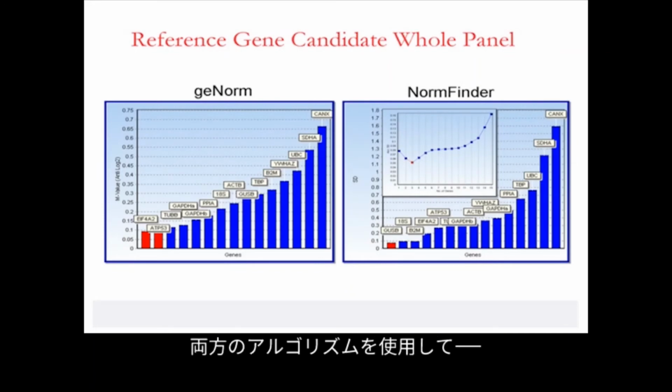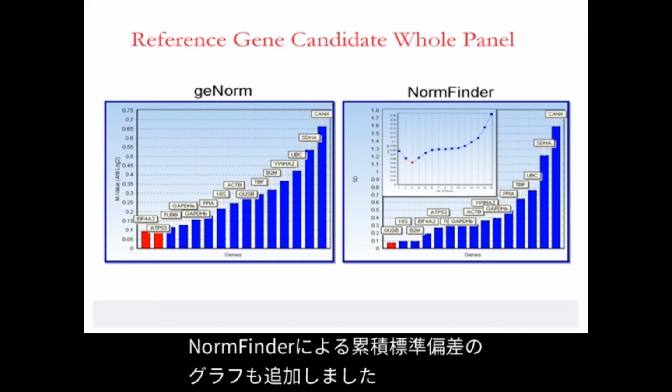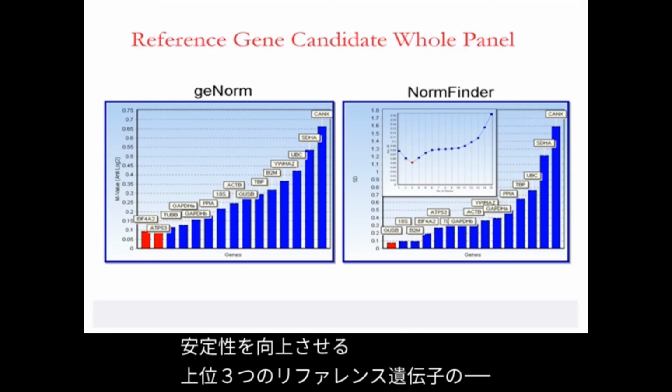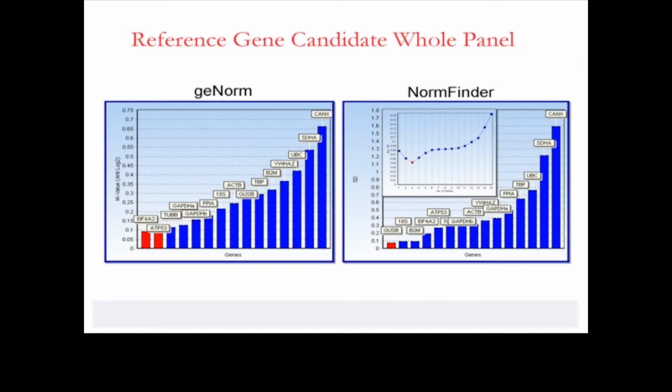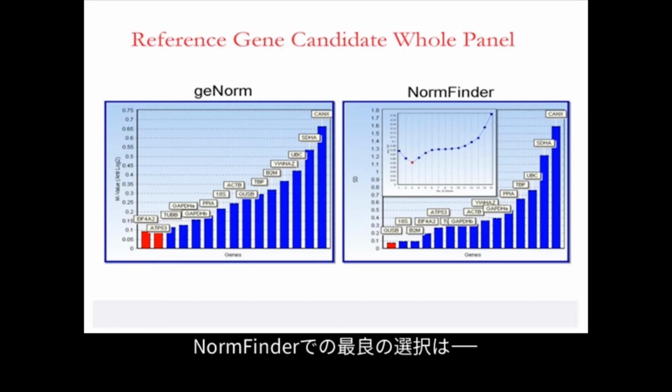As you can see, both algorithms show reference genes ranked according to their respective stability measures. In addition, I added a graph showing the accumulated standard deviation from NormFinder, indicating that a combination of up to 3 best reference genes may yield stability improvements. As we compare the results of the two algorithms from the current dataset, we notice that they do not agree. This gives us pause to consider the underlying reason. Notice that the worst 2 reference gene candidates in both cases are STHA and CANX. Also notice that the best choice from the NormFinder algorithm is GUS-B at this point.